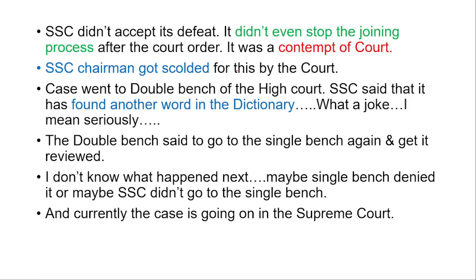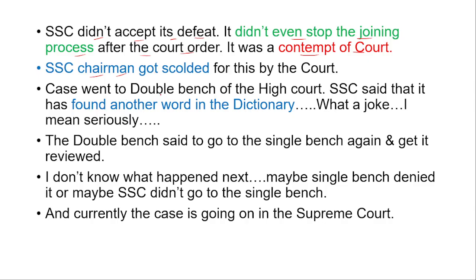Even after this, the SSC didn't accept its defeat. It didn't even stop the joining process after the court order. So it was contempt of court. So the court called the SSC chairman and scolded him for not following the court order. After that, the SSC stopped the joining.